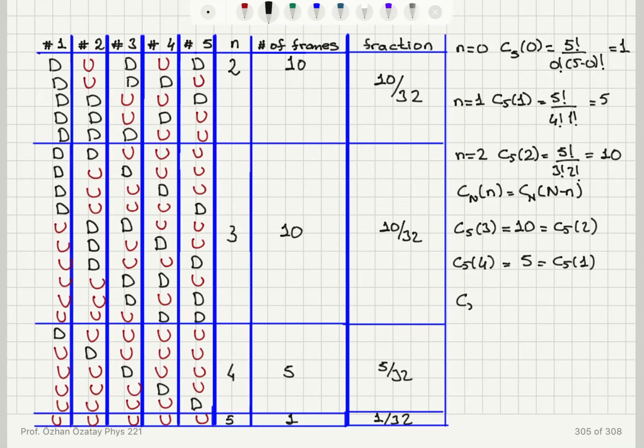And if I take a movie, I look at the fraction of frames that would give me n spins pointing up. I have tabulated all possible scenarios and found that the fraction is given by combinations of 5 spins taken n at a time divided by the total number of possibilities, which is 32. And basically this allows me to formulate the probability distribution for n as combinations of capital N objects taken n at a time divided by 2 to the N. So this means the probability of n is capital N factorial over n factorial times (capital N minus n) factorial, times 1 over 2 to the power N.